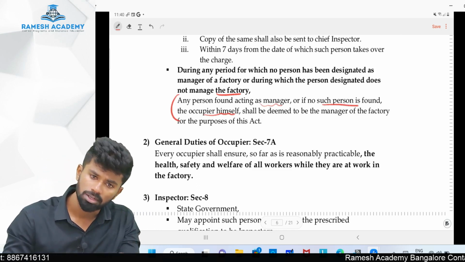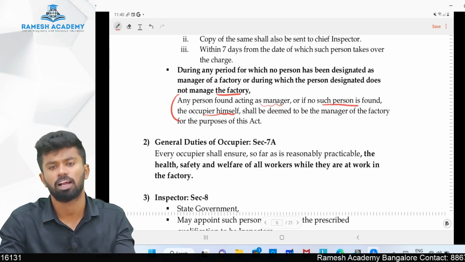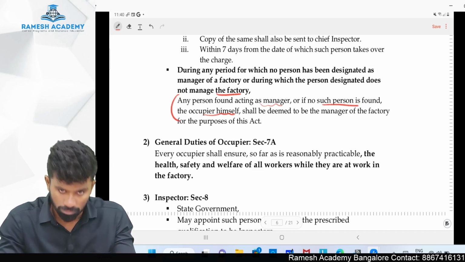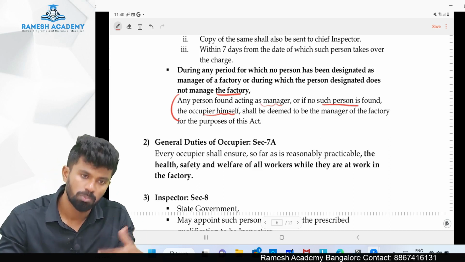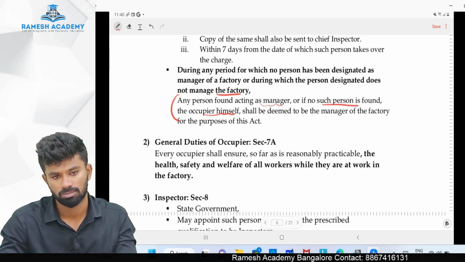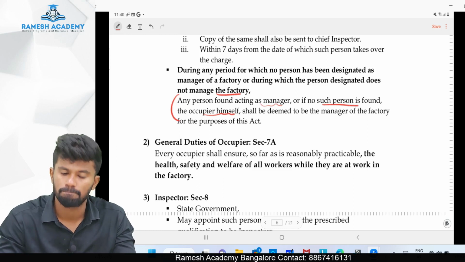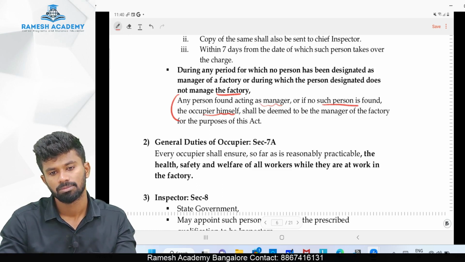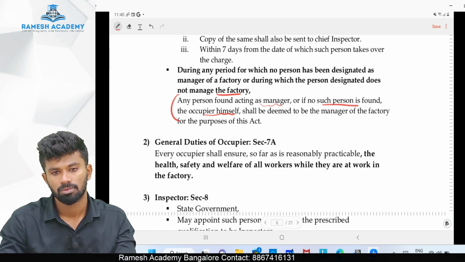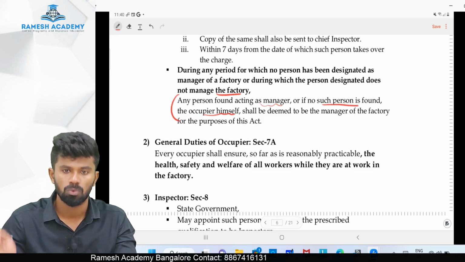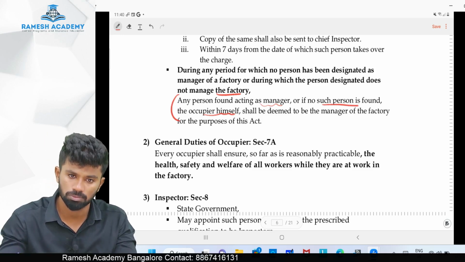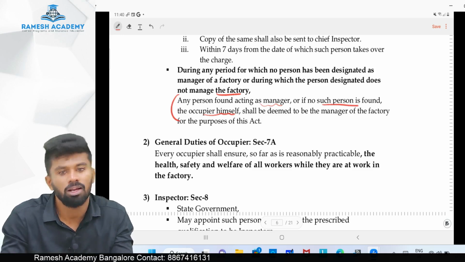So factories may have a manager of the factory. If there is no manager, the occupier himself is considered as the manager. If the occupier is not there, then whoever is exercising the control as a manager will be held responsible.